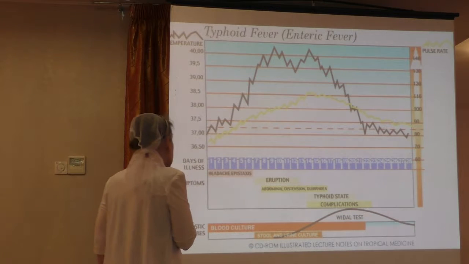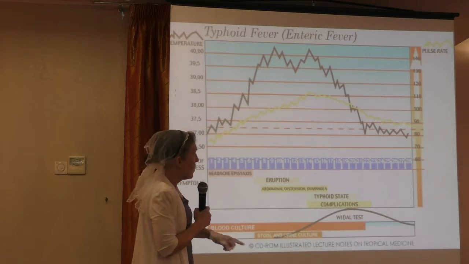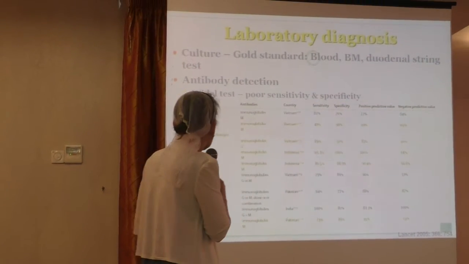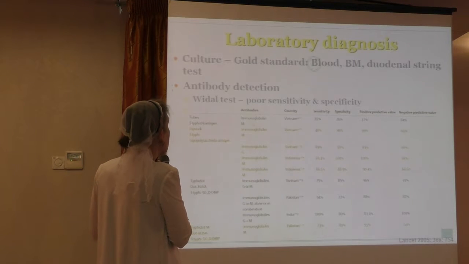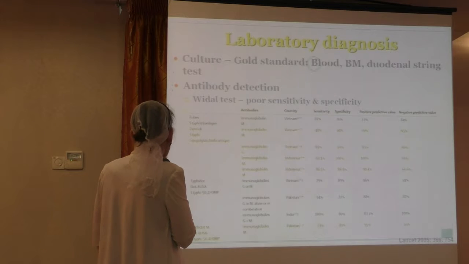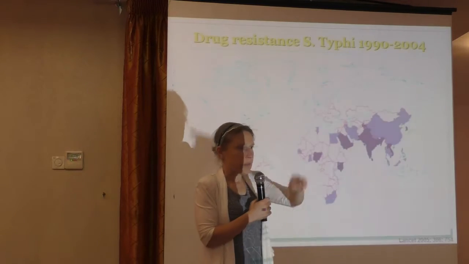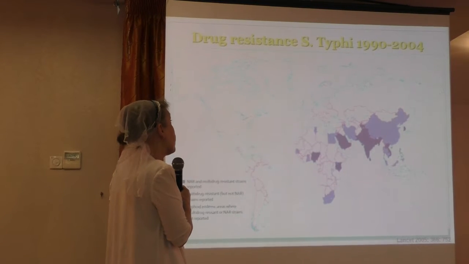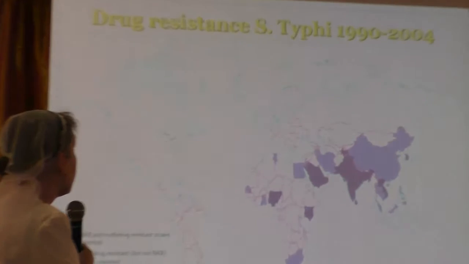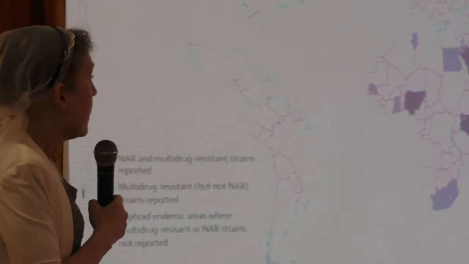The Widal test isn't as widely used as it used to be because it doesn't become positive until way into the illness. So blood cultures are a really important way of making a diagnosis. Here's the gold standard: blood, stool, putting a string down into the duodenum, and here are different tests in different countries. We can go on. Unfortunately there are drug-resistant Salmonella typhi, and that's just from several years ago. So you've got some multi-resistant strains out there in different countries.